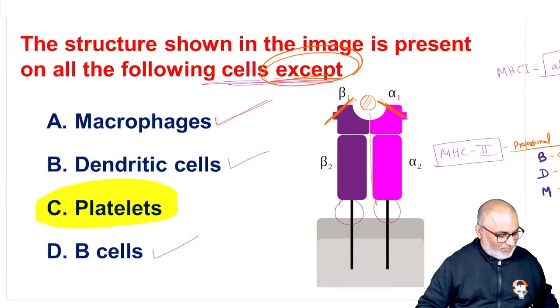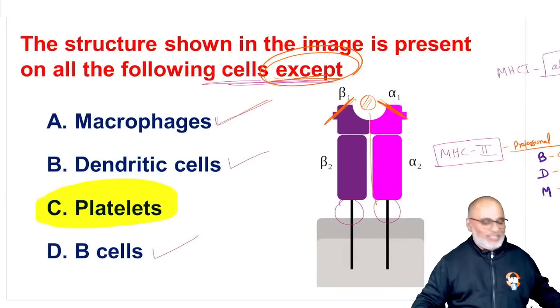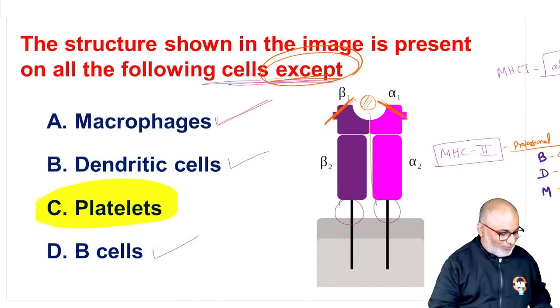Yeah, rule of 8. MHC1 interacts with CD8. MHC2 interacts with CD4, the T cell receptor of CD4.